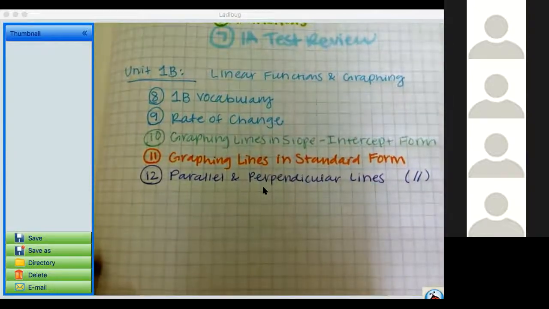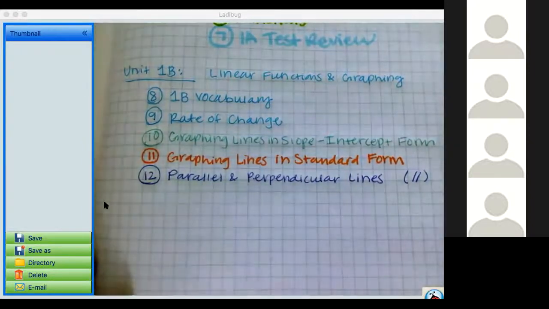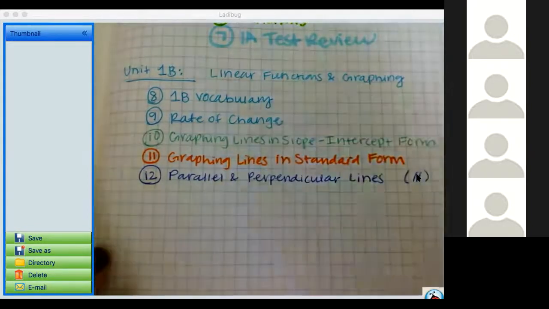L-L-E-L. That's how I learned that in elementary school. You learned that in elementary school? Yeah, two L's in parallel. And that's the symbol. So that's how... Oh, I never remember it. I just knew the two L's.